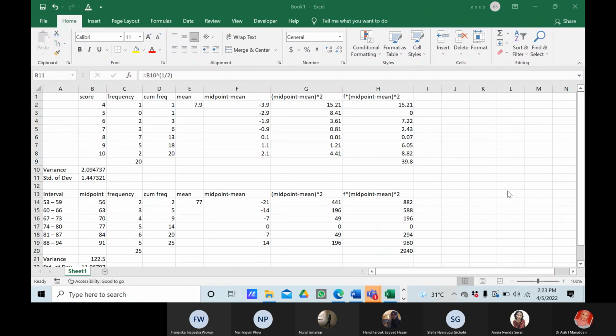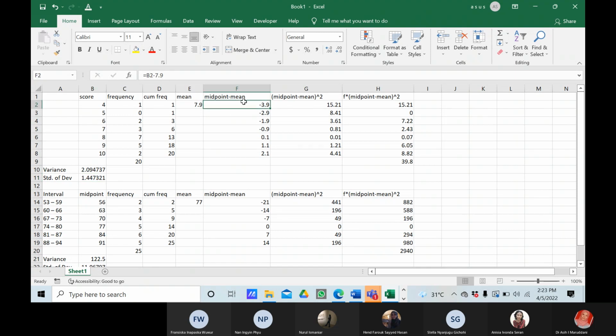Okay, maybe I want to show you the calculation so you can all match your results here. I will show you with Excel. First, I will show you the first table, from the single data. This is the score, the frequency, just like the first table in the slideshow before. Then the cumulative frequency. This is the mean.